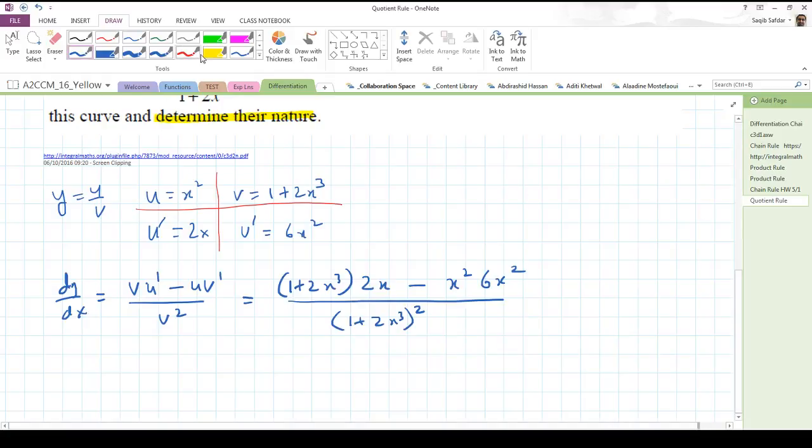Can somebody work out how you can tidy this up to get the answer on the right? So I'll just put this in the final form and see if you can tidy it up. I'll give you a minute to tidy it up and see if you can get this answer on the right. So that question might well have been: show that you get 2x(1 minus x cubed) over (1 plus 2x cubed) all squared.